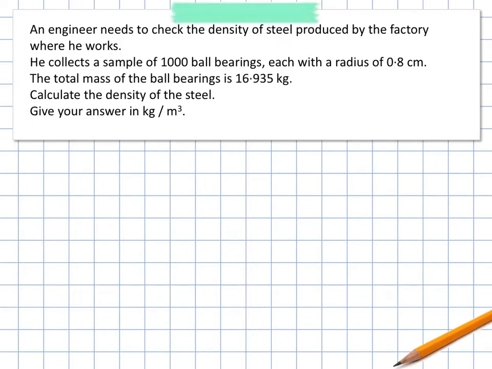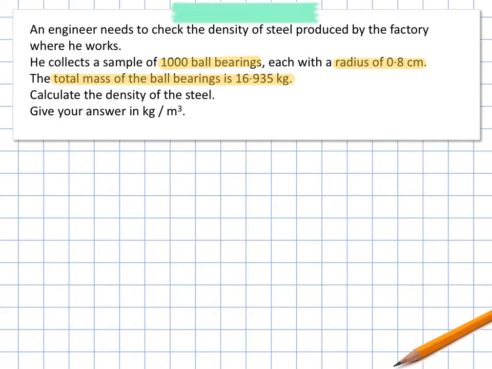Okay, so first of all, he collects a sample of 1,000 ball bearings. We know the radius of each one, and you'll see that that's measured in centimetres. The total mass of the ball bearings is this, which is measured in kilograms. So remember, there were originally 1,000 of those ball bearings, and it's 1,000 of them that weigh this much. So one is obviously going to weigh much less.